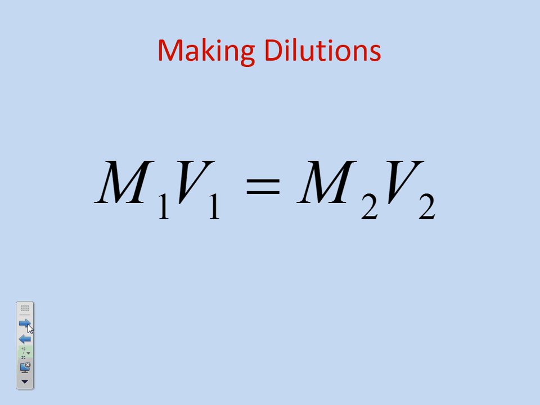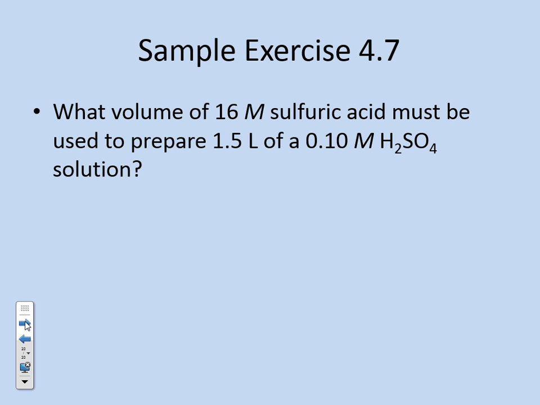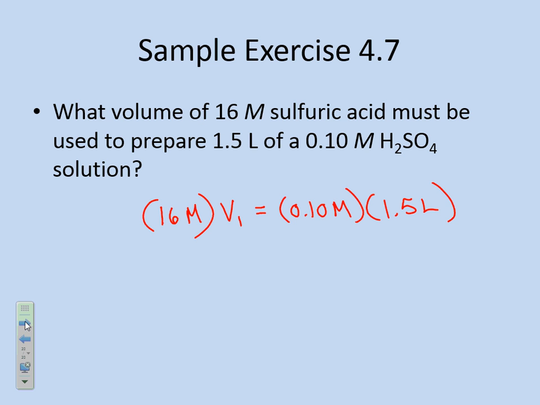So here's that equation I was looking for. M1V1 equals M2V2. And let's work that equation, problem. A volume of 16 molar sulfuric acid must be used to prepare 1.5 liters of a 0.1 molar sulfuric acid solution. So I'm going to use 16 as my M1, and I'm going to find V1, how much of that I need to make my 0.1 molar solution, and I need 1.5 liters of it. Solve for V1, pretty simple.